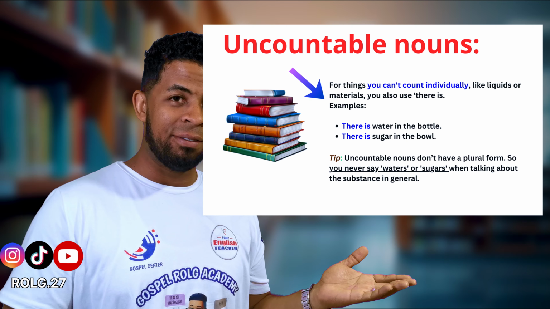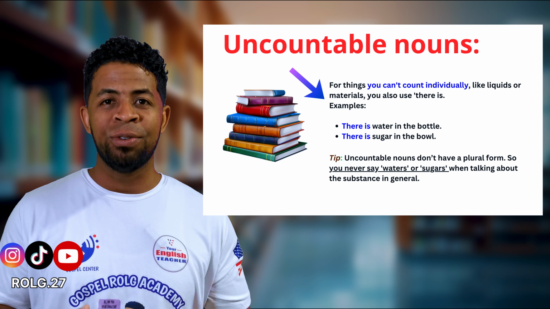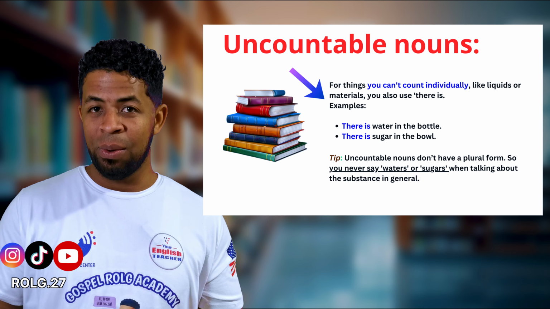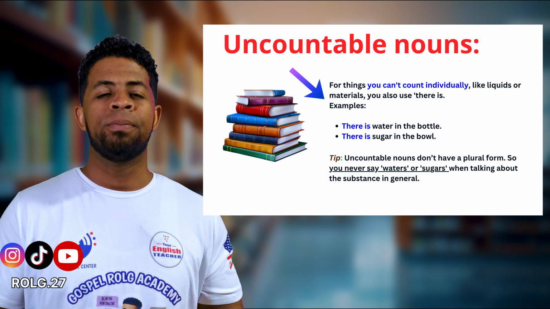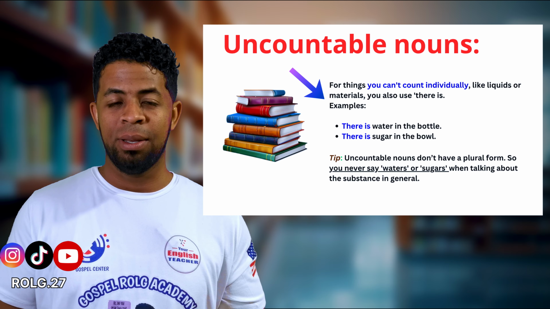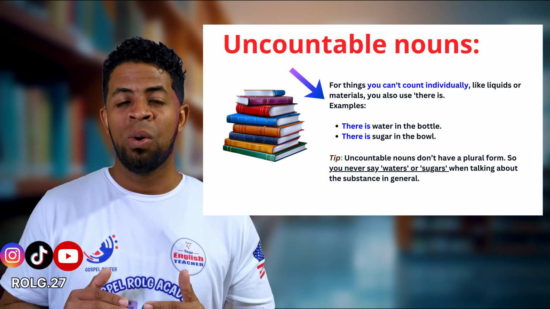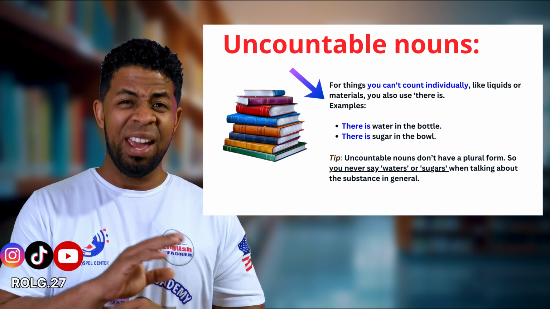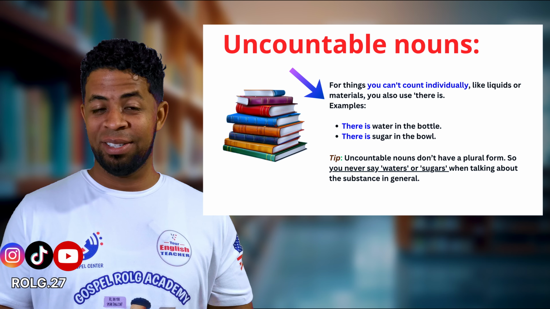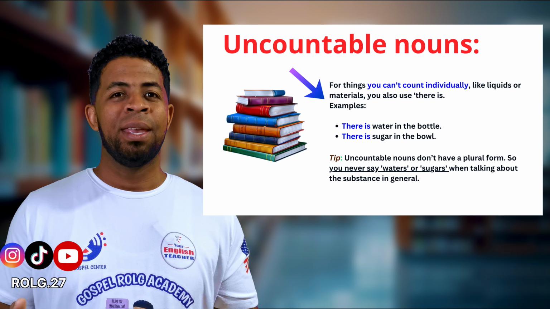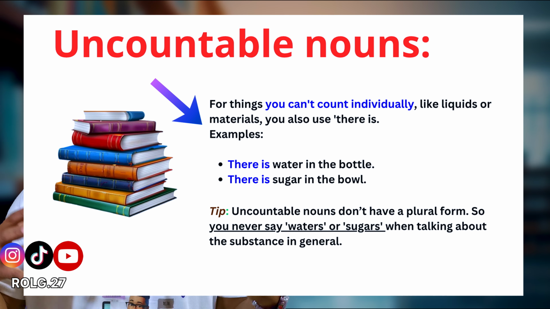So when you have uncountable nouns, it's because you cannot count them individually, like liquids or materials, and you also use there is. For example, there is water in the bottle. There is sugar in the bowl. In those examples, we cannot say, or we never say, sugars or waters. It's impossible because they don't have a plural form when we want to talk about them in general.